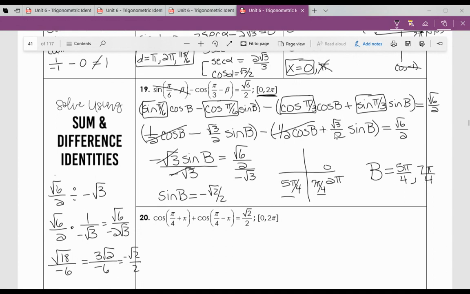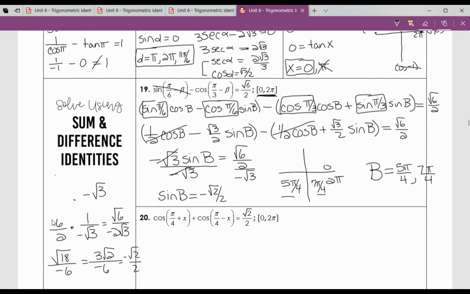So when you have to use the sum and difference formula, there is a lot of work. I should just say there's a lot of work to be done when you are solving trig equations, period.